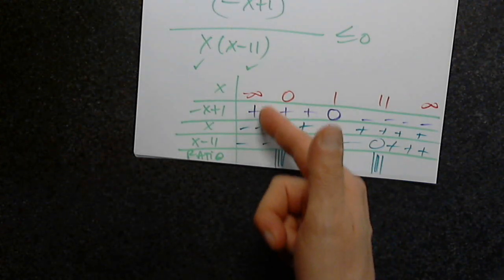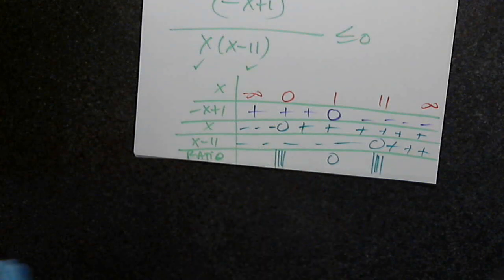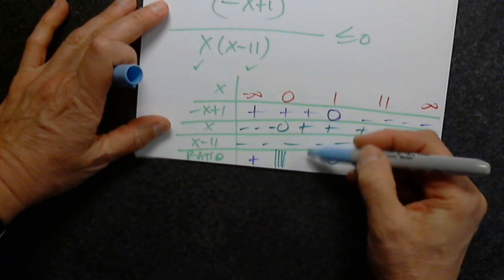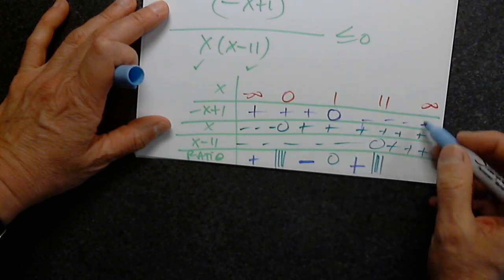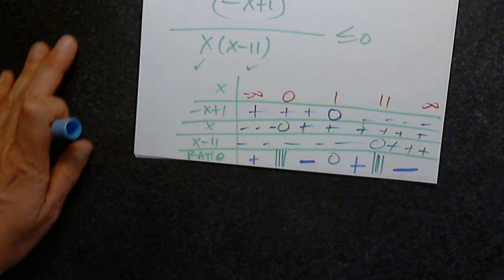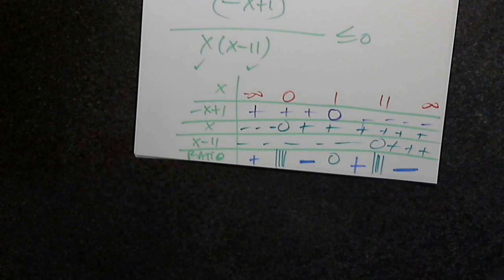And now I see two negatives, so then I get positive. I see one negative, so I get negative. I see two negatives, I get positive. I see one negative, and I get negative. Better?